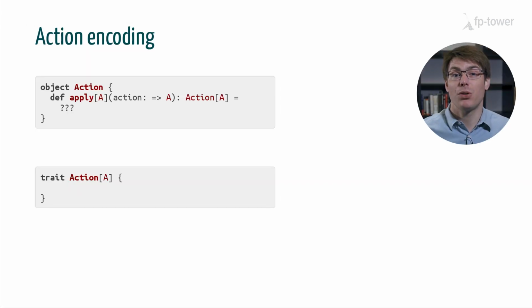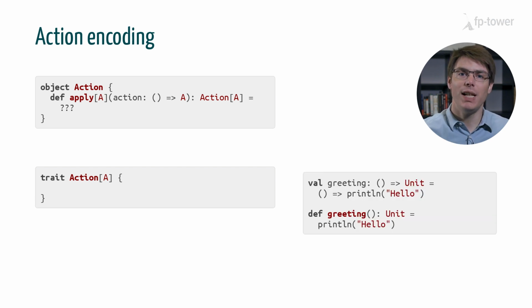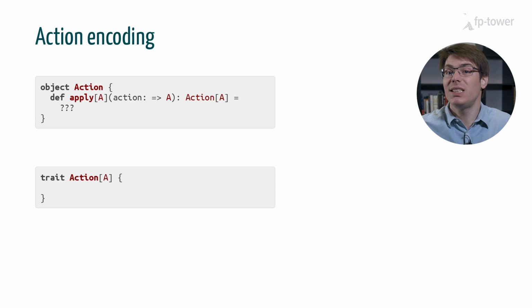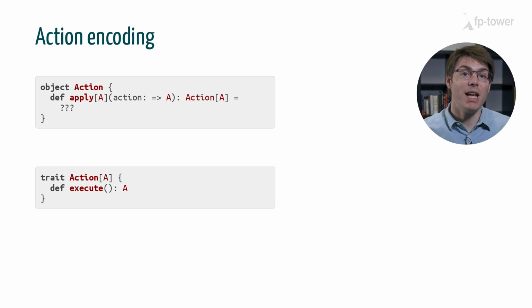In the evaluation lecture, we saw that a byname parameter is a convenient syntax for a val function without parameter. And in the val versus def lecture, we saw the equivalence between a val and a def function. For example, here, two versions of greeting, a function with no parameter that prints hello to the console. The first one is a val function, and the second one a def function. So the simplest possible interface that matches this constructor is a trait with a single method that takes no parameter and returns an A. Let's call this method execute, because it triggers the evaluation of the action.